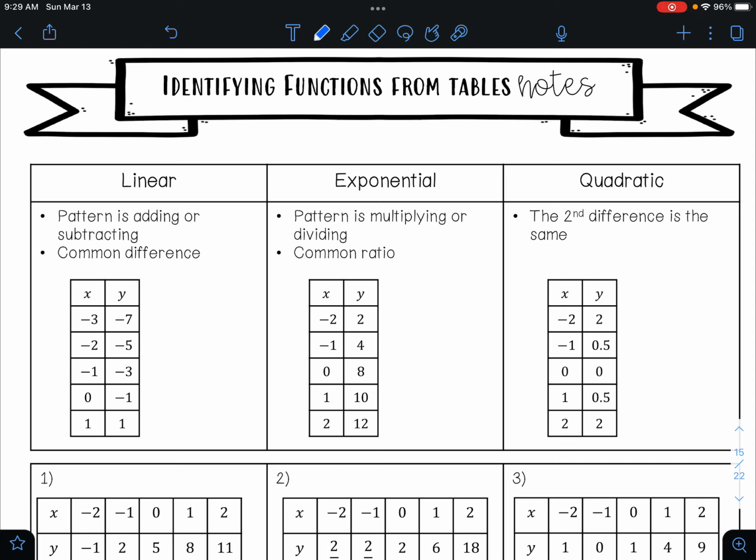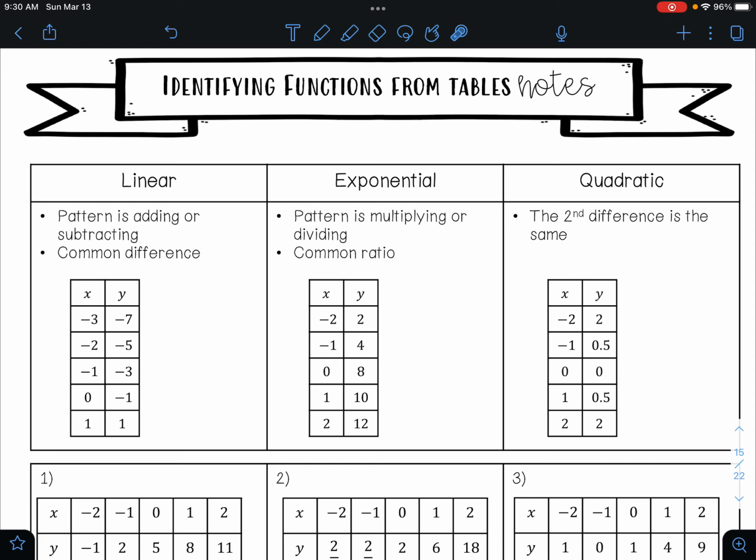In this video, we are going to learn how to identify functions from tables. For linear equations, the pattern is going to be either adding or subtracting. If you think back to when we learned about arithmetic sequences, you'll have a common difference. So you always are adding or subtracting the same number every time.